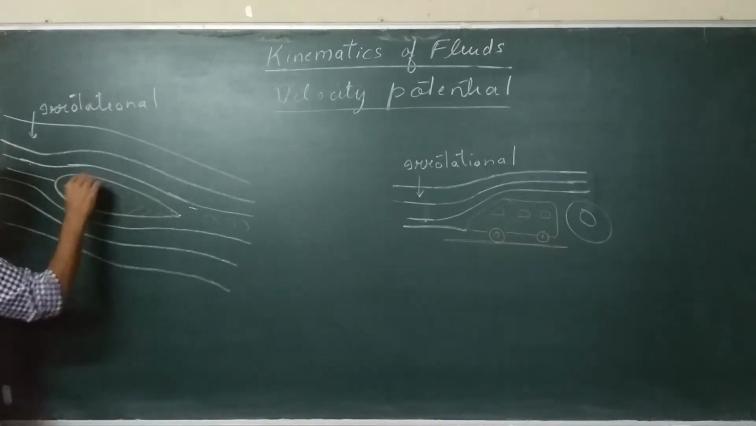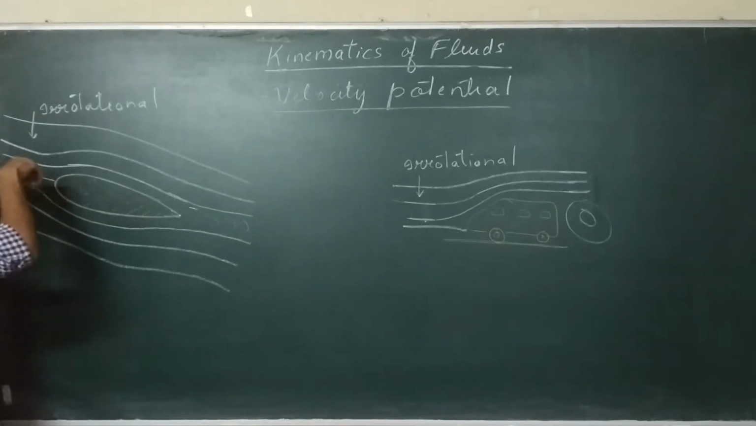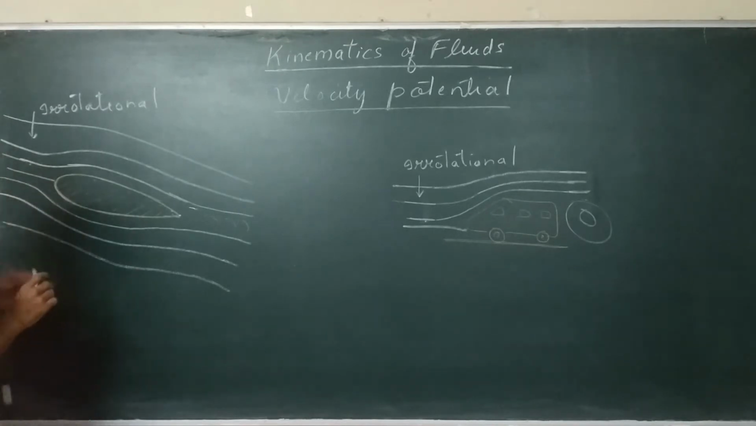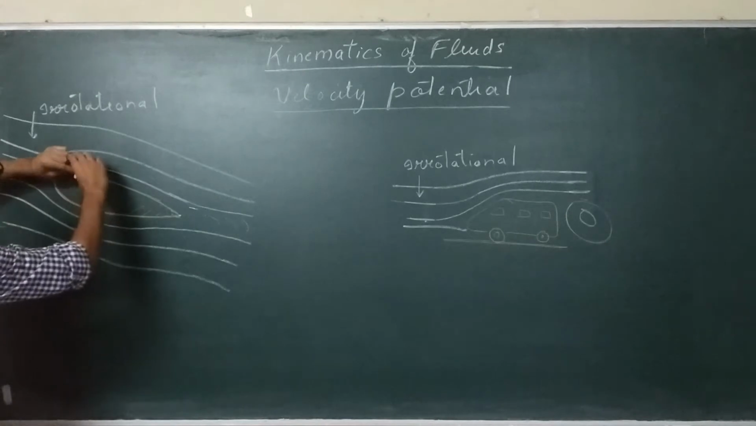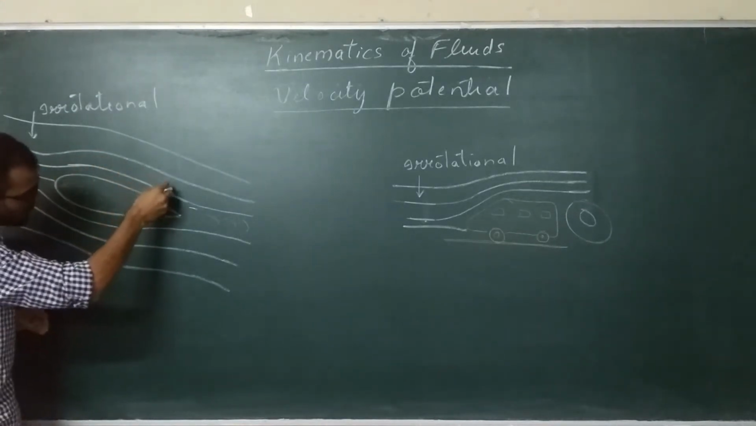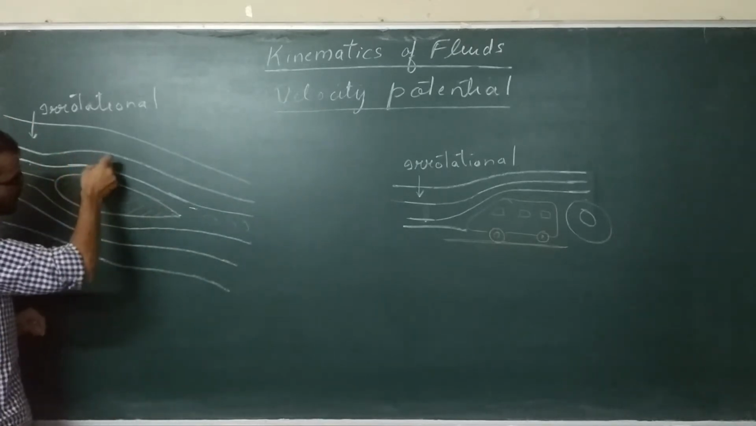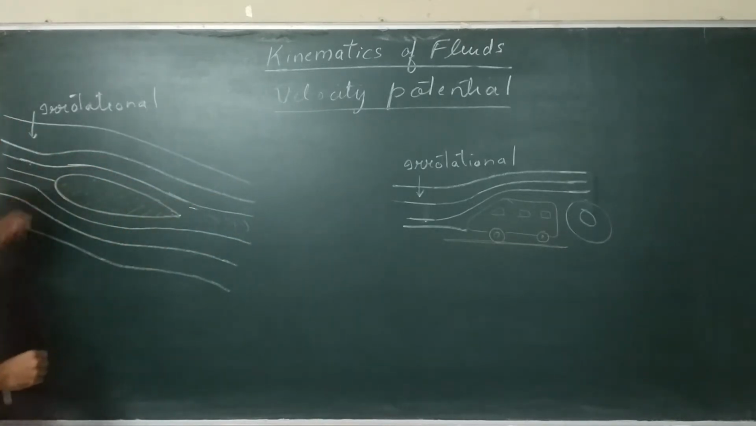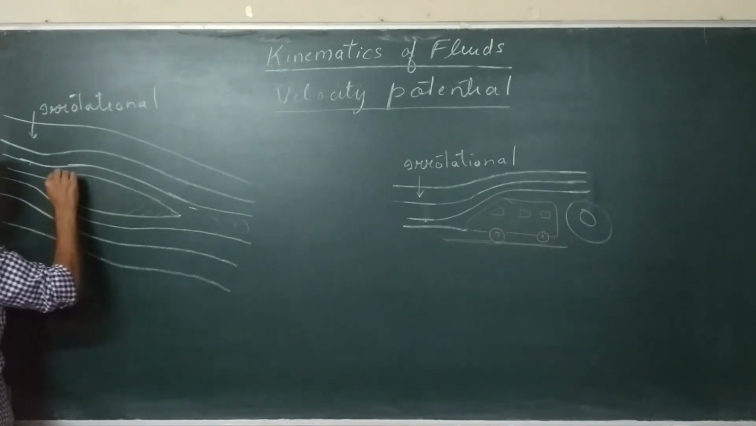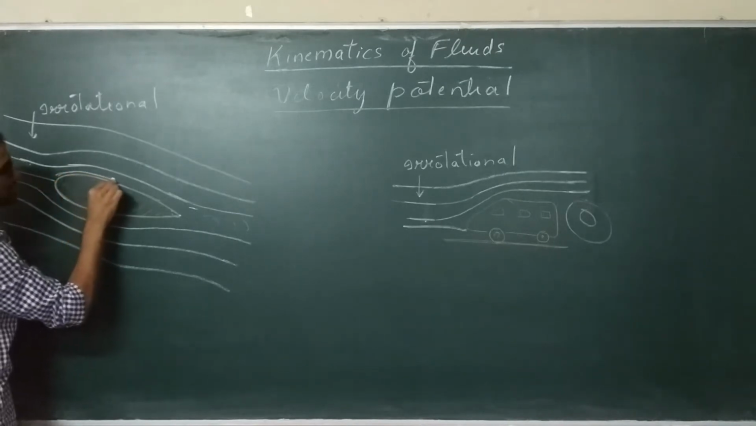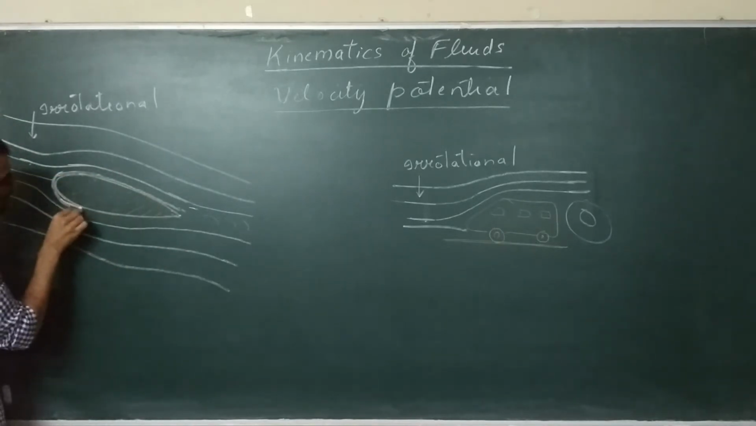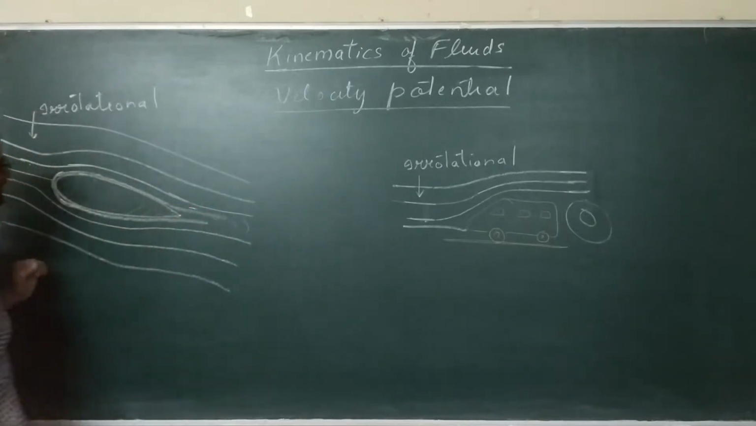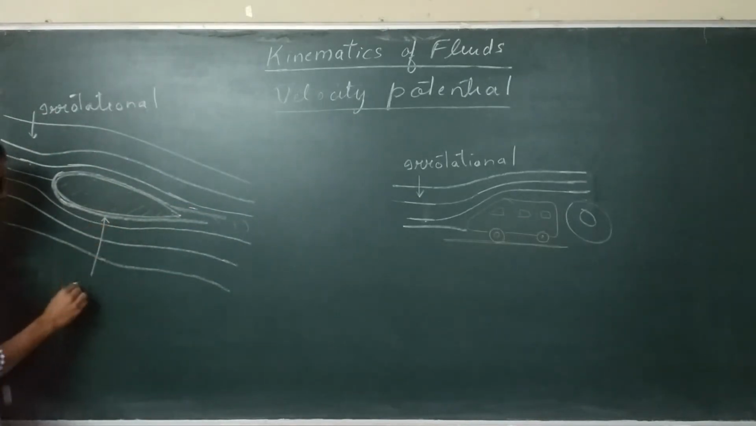But what happens very close to the airfoil? If you place the same element very close to the airfoil, it is moving like this, and as it comes very close to the boundary of the airfoil, it will start rotating like this. It will rotate while it translates. So while translating you also get rotation of the fluid elements. Therefore I will draw this zone very close to the airfoil; this zone is a zone of rotational motion.